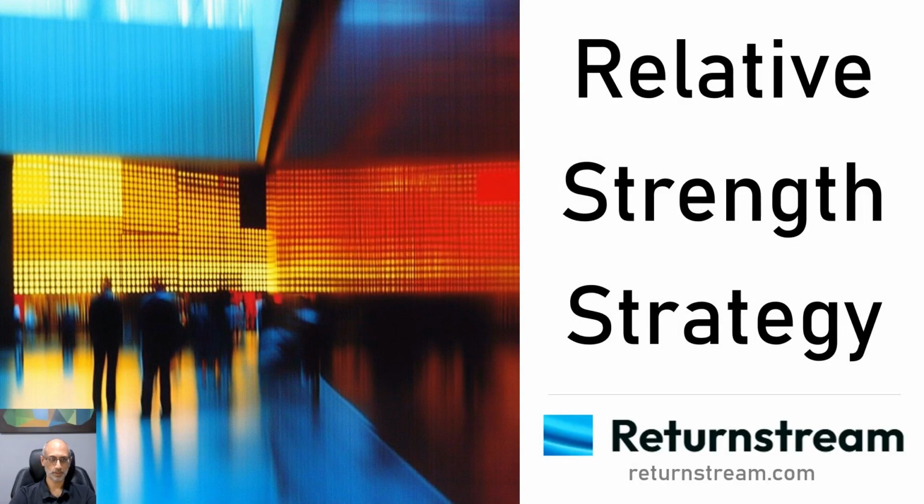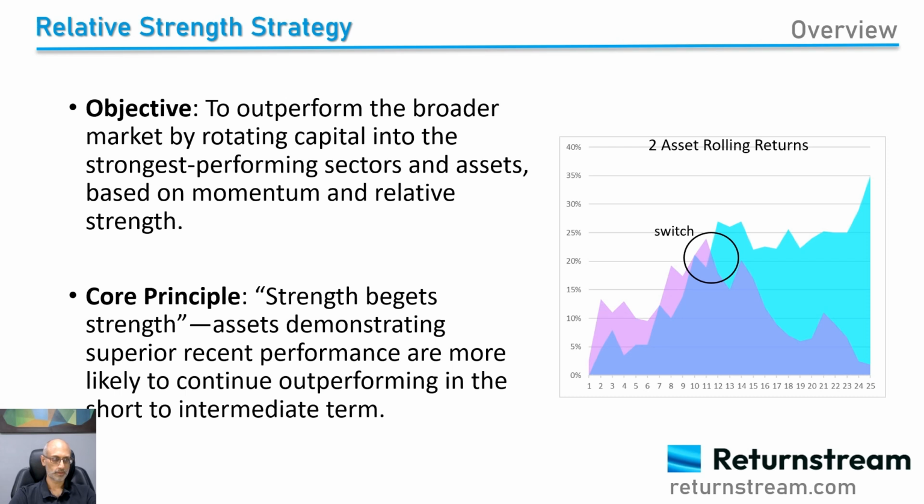In this presentation, I'll talk about the relative strength strategy. The objective of this strategy is to outperform the broader market by rotating capital into the strongest performing sectors and assets based on momentum and relative strength. The core principle here is strength begets strength, where assets demonstrating superior recent performance are more likely to continue outperforming in the short to intermediate term.